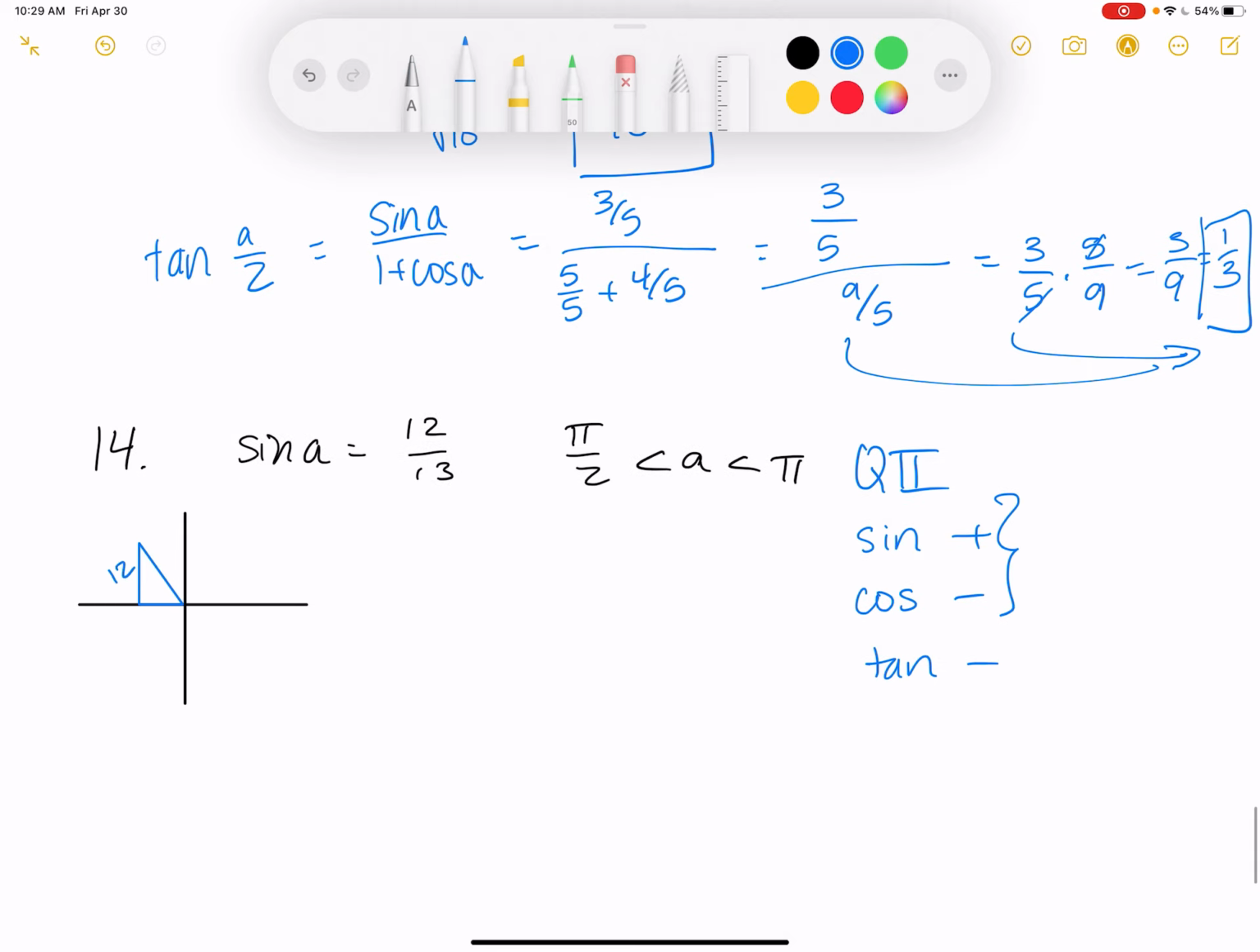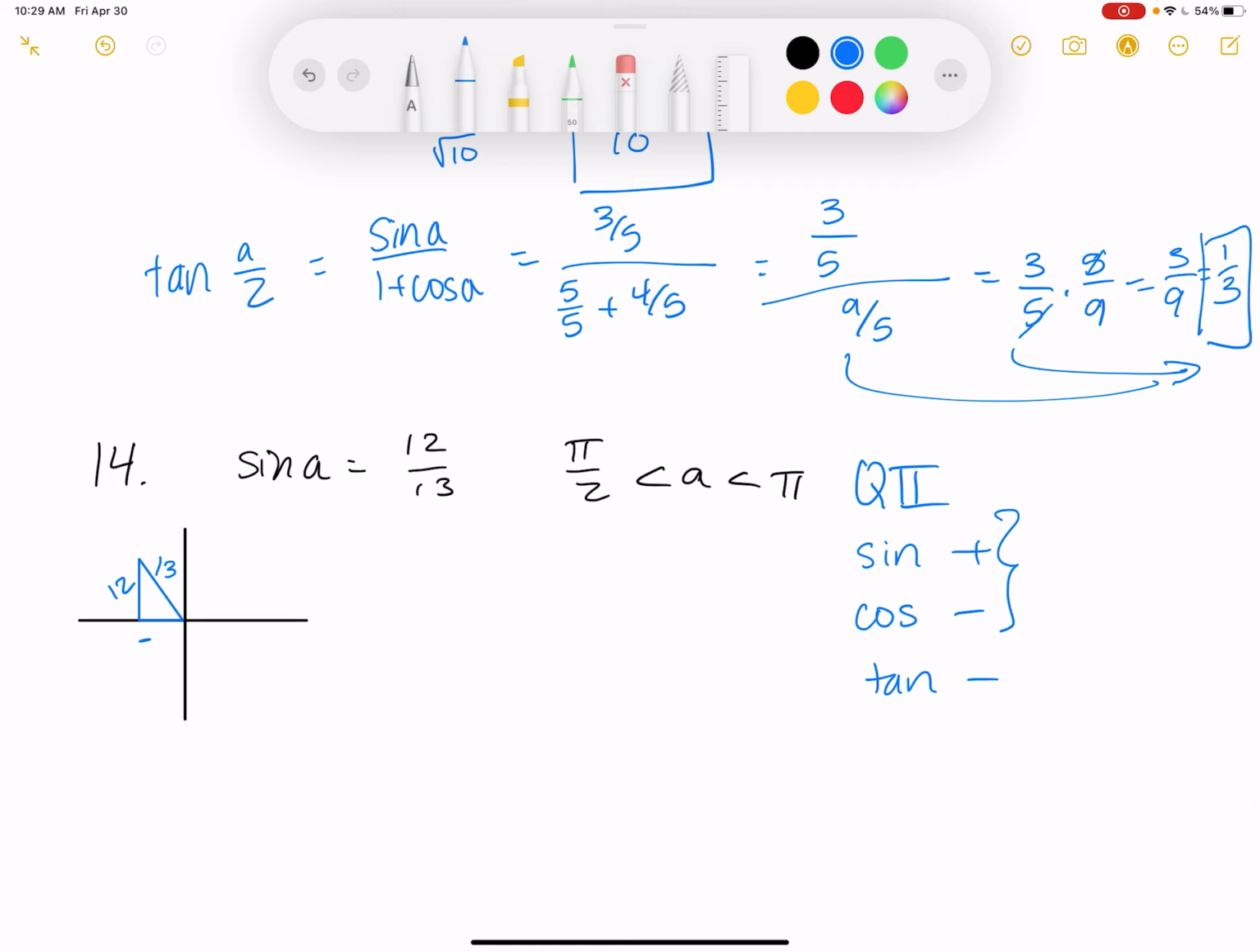All right, so sine is positive. 12 over 13, both are positive. But this x value, my cosine value, is going to be negative. And so it is negative 5. That's another one of your special triangle things. Anyways, 12, 13, 5. 5, 12, 13 triangle.